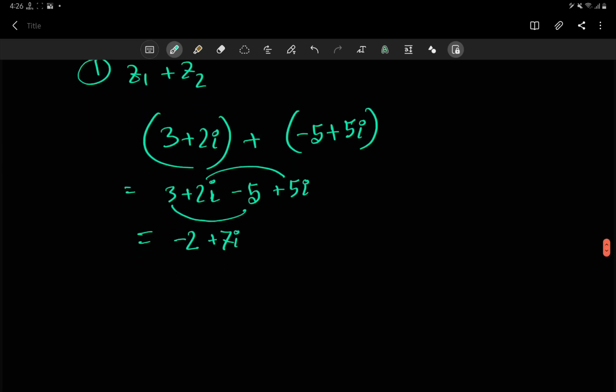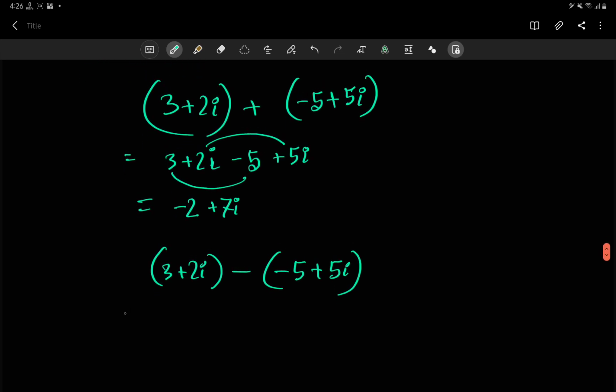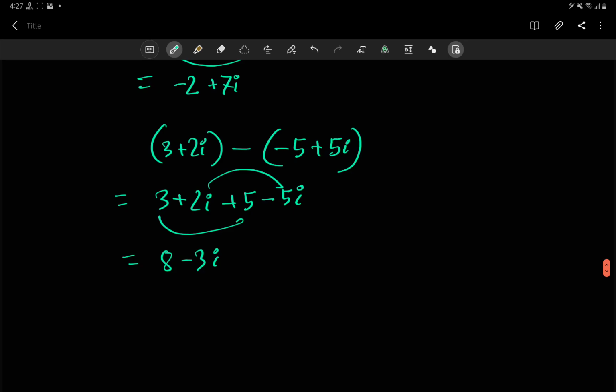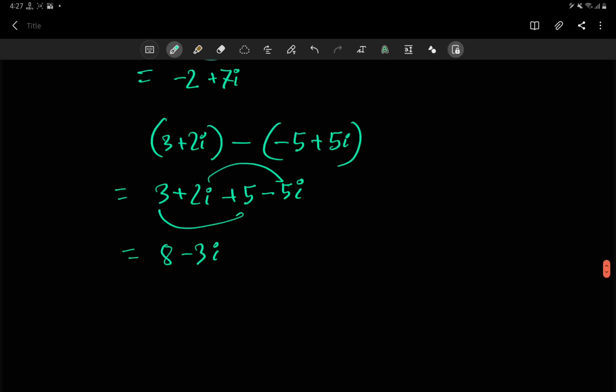How do we subtract them? Well, 3 plus 2i minus (minus 5 plus 5i). If we subtract one from another, we have 3 plus 2i, minus times minus gives us plus, minus times plus gives us minus, and 3 plus 5 is 8. 2i minus 5i is minus 3i. So this is how we can subtract two complex numbers to get another complex number.